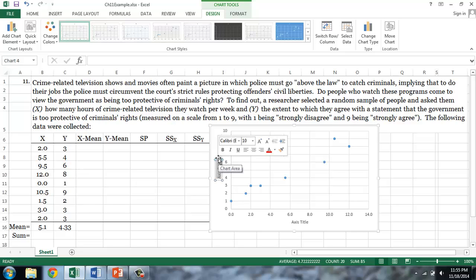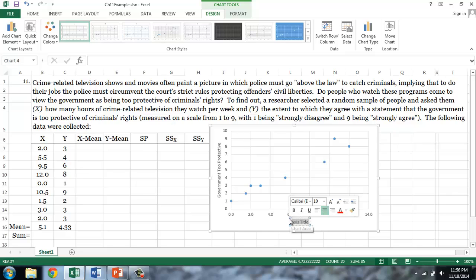The y-axis is the extent of agreement with the statement that the government is too protective of criminal rights. So I'll label the axis as government too protective. The x-axis is the number of hours of crime-related television the individuals watch per week. So I'll label that axis crime TV watched.